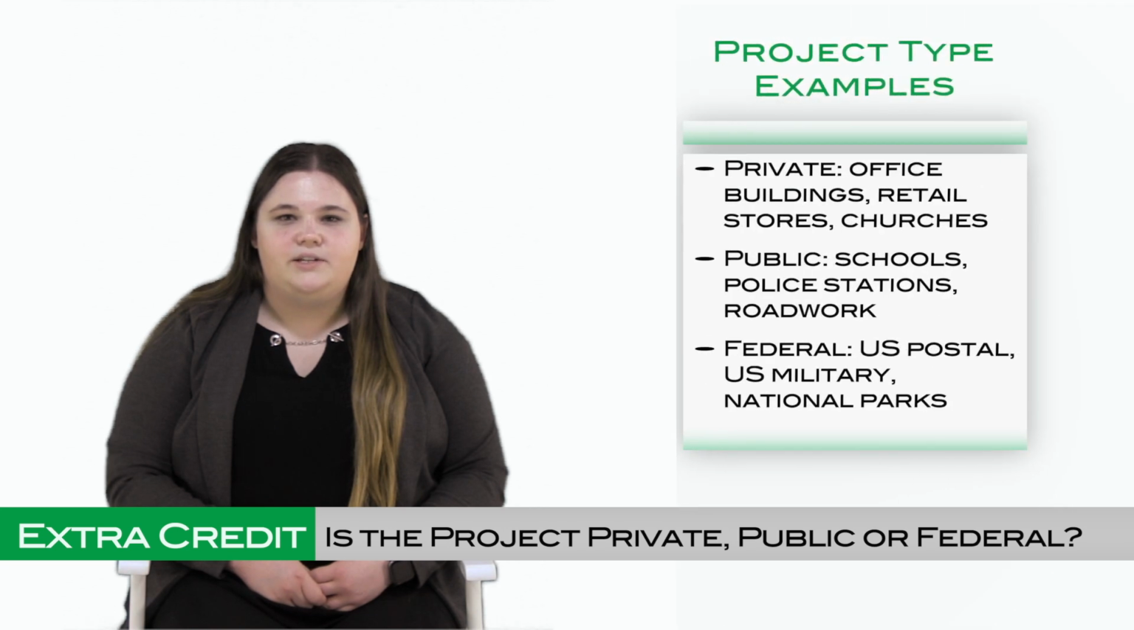A private project is an improvement contracted by a private entity such as a person, company, or corporation. Examples of private projects may include office buildings, restaurants, retail stores, and churches. Public projects are improvements of public works under formal contract made by any government authority such as the state, county, city, or a political subdivision. Public projects could include public schools, police stations, or roadwork projects for the Department of Transportation.